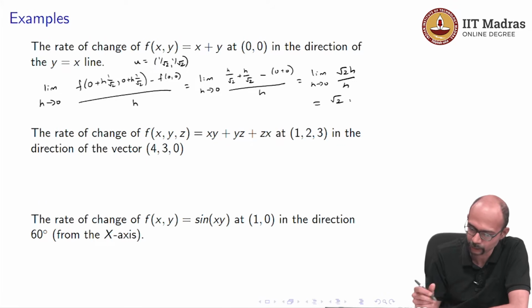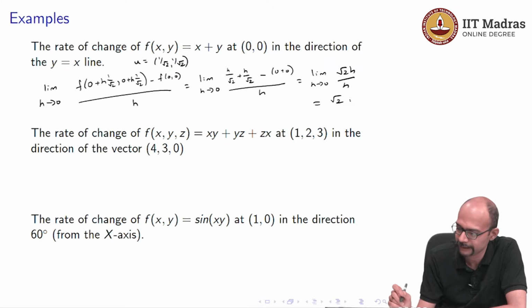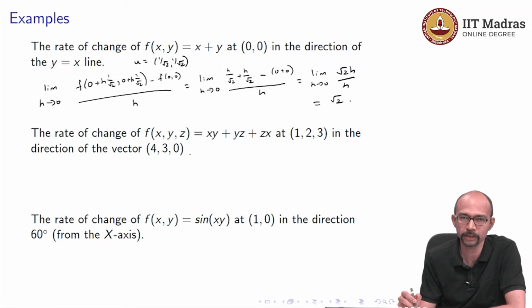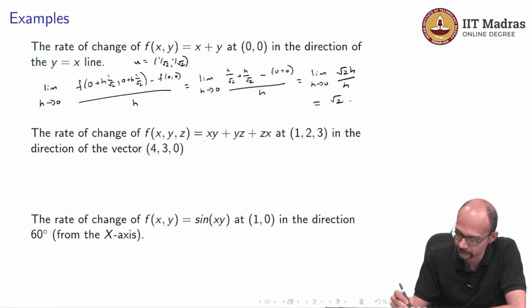This is not at the origin. So, the rate of change of f of x y z, which is xy plus yz plus zx, at (1, 2, 3) in the direction of the vector (4, 3, 0). Now this vector is given to us, but this is not a unit vector. So, we have to first convert it into a unit vector. Let us see what the unit vector here is.